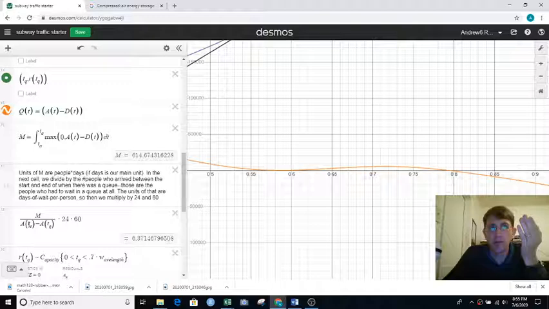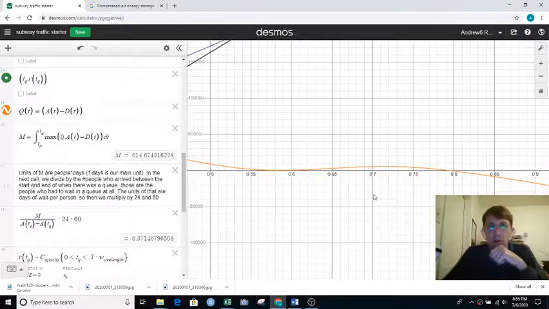It would be however many people were there at the end, or had arrived by the end, minus the number of people who had arrived at the start of the queuing. So that would be total days of waiting per person. And days of waiting doesn't make any sense, so we're going to multiply by 24 hours and 60 minutes. So we get an average of 6 minutes of waiting per person among the people who had to wait at all, not including the people who had 0 wait because they got there before the queue formed or after the queue formed.